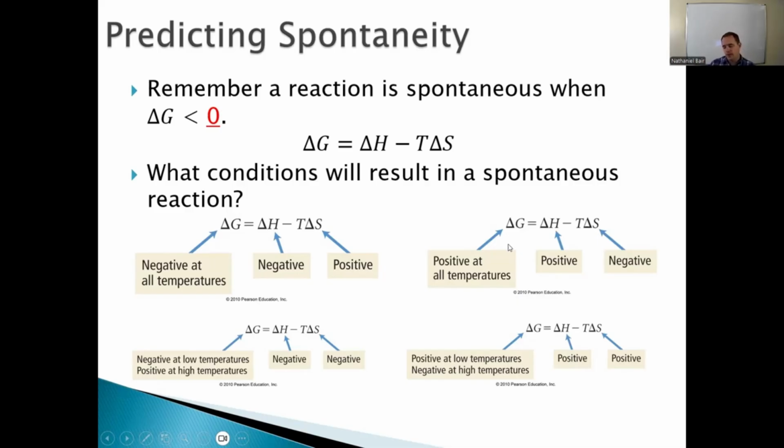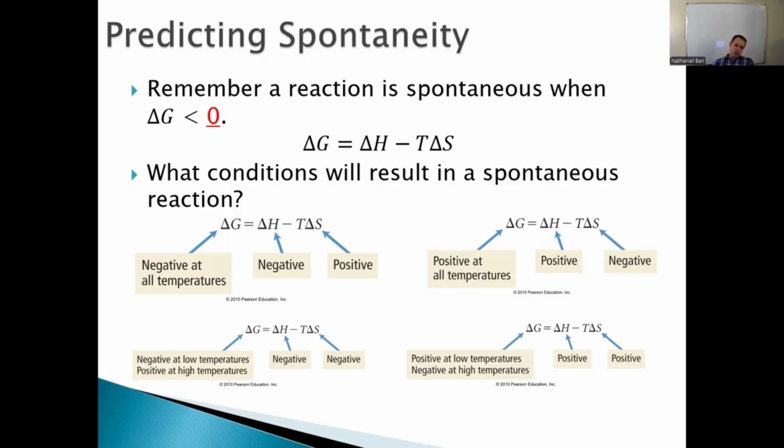Never, ever be spontaneous. Because if you think about it, positive minus a negative is positive. That delta G is always going to be positive. If you think about this one, that's always spontaneous: a negative minus a positive is always going to give you a negative number. That's why it works out that way. The other two scenarios require you to know the temperature. They are the temperature dependent spontaneity scenarios.